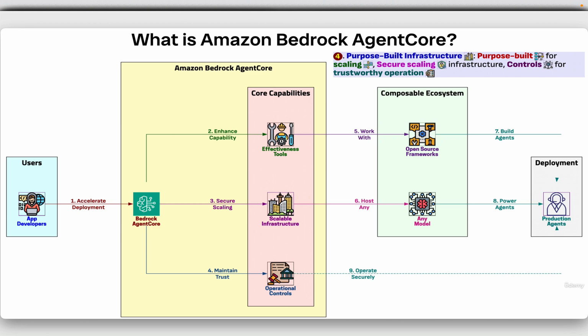It includes infrastructure that is purpose-built to help you scale your agents securely, along with controls to make sure they operate trustworthily. You don't have to choose between flexibility and security. AgentCore services are composable and work with any model and popular open source frameworks, giving you the best of both worlds.